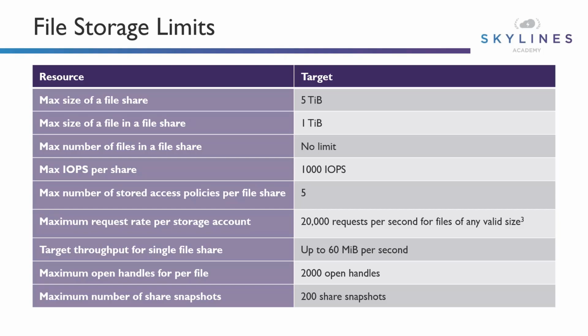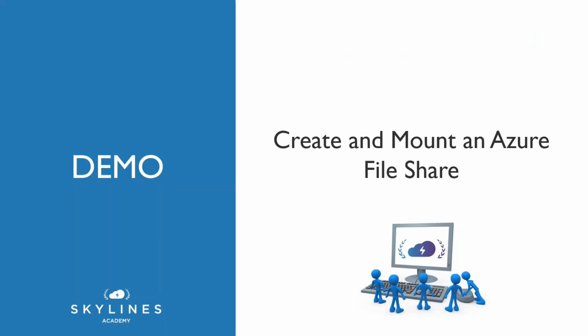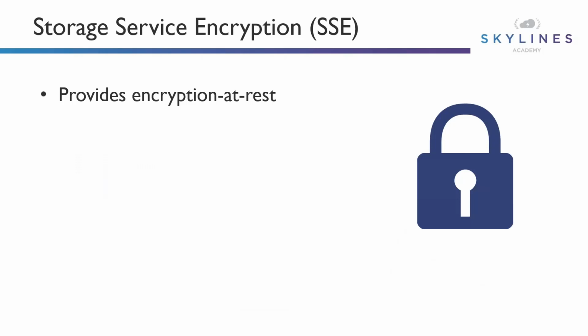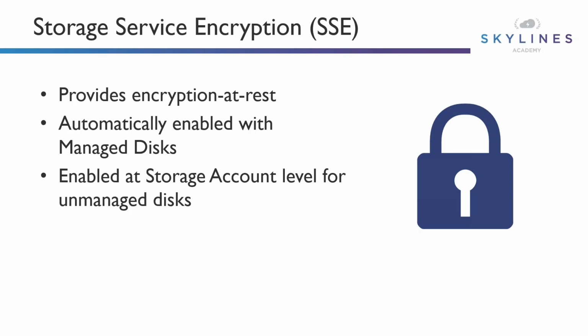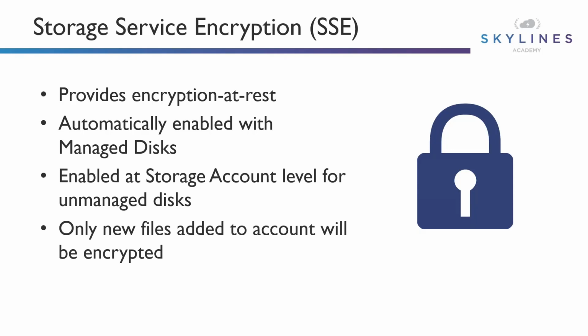In addition, I'll hit the limits already, so I'll jump through that. Here's a quick note on the storage service encryption. This is encryption at rest, just to clarify for everybody. Again, it's automatically enabled with managed disks. It's enabled at the storage account level if you want to do it for unmanaged disks. We did talk about managed versus unmanaged. If you do want to do it for unmanaged disks, you have to go into the storage account level itself and do it. That's where you can do some of the work around your own keys as well, that we talked about.